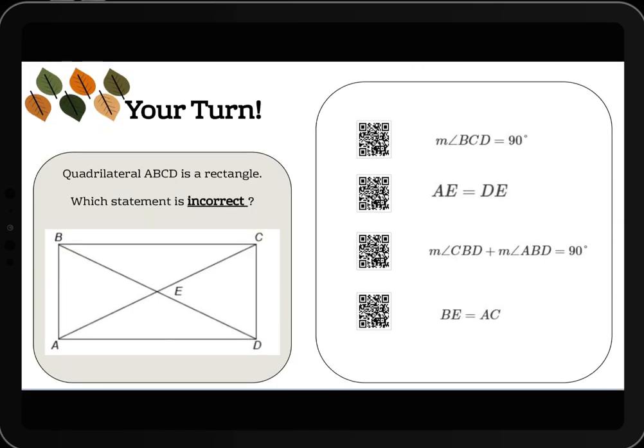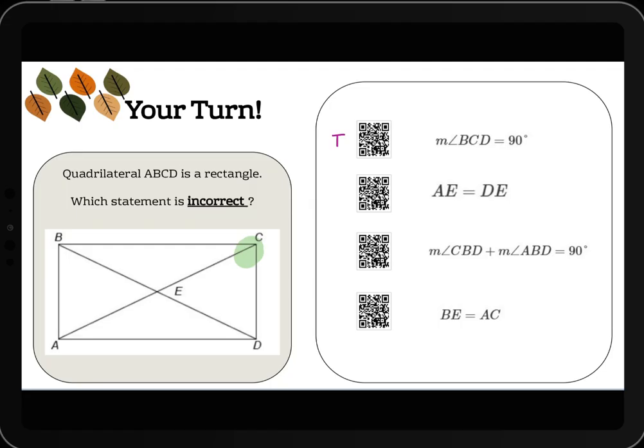As you might imagine, you can pause the video here and see if you can come up with an incorrect statement based off of what they've given us. So they've told us that this is a rectangle, and they're saying that BCD is equal to 90 degrees. Well, that refers to this entire angle over here. That's actually true. AE is equal to DE.